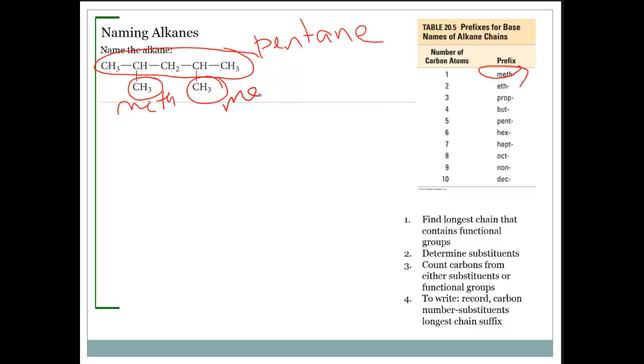Now, from here, we want to figure out what side to count from. If I count from the left, 1, 2, 3, 4. If I count from the right, 1, 2, 3, 4. So no matter what, I'm going to have a 2 and a 4. So 2,4. I have 2 of them, so it's dimethyl pentane.